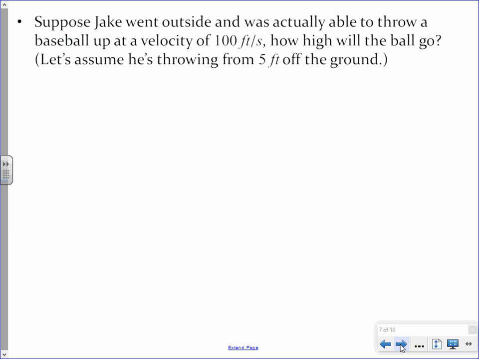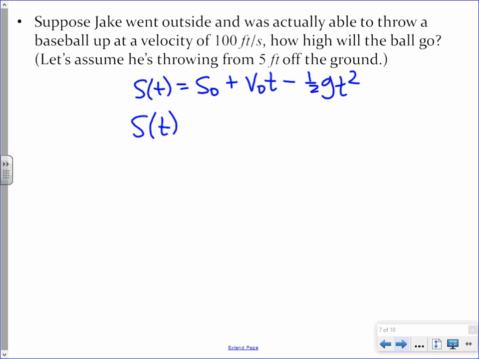Since the ball is going up and then going down, we can use our free fall model. We're just having up and down motion. And so our position is the initial position plus initial velocity times t minus 1/2 g t squared. What is the initial position of the baseball? 5. What is the initial velocity of the baseball? Positive 100, because he's throwing it up.